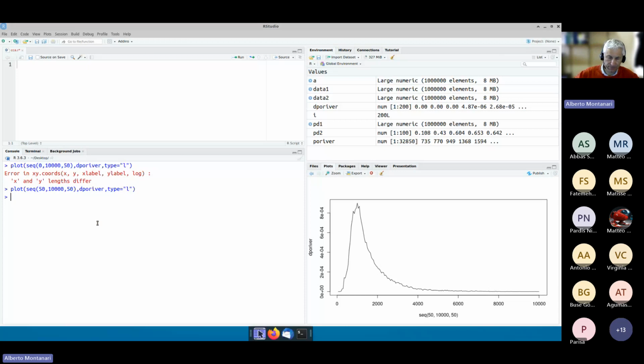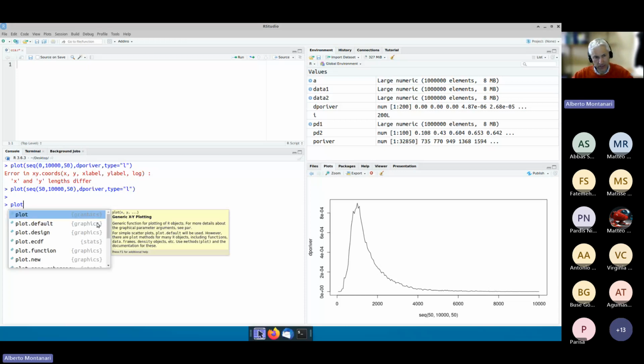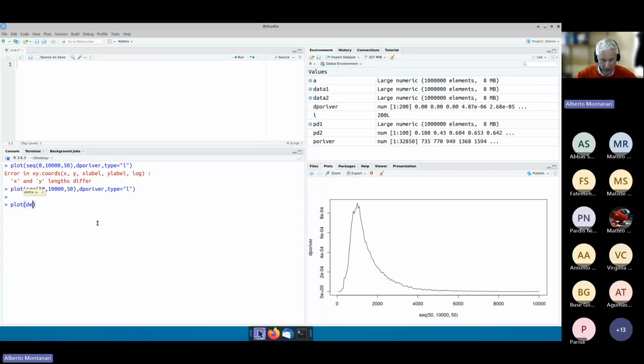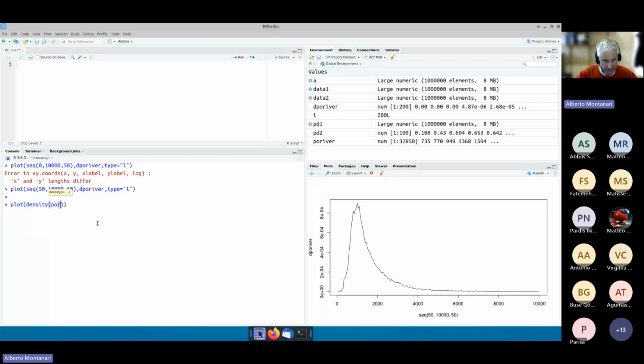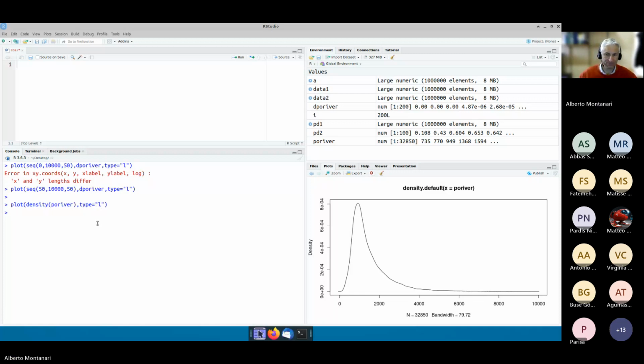One thing, in R, there is an easy way to do that. Plot density, or either type equal line. You see, there is a function density which computes the density distribution.